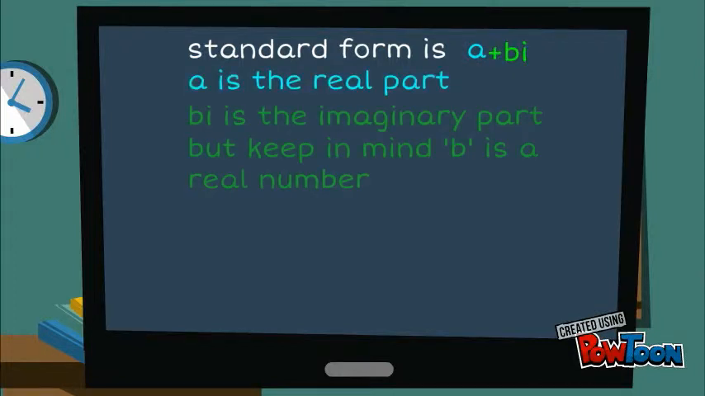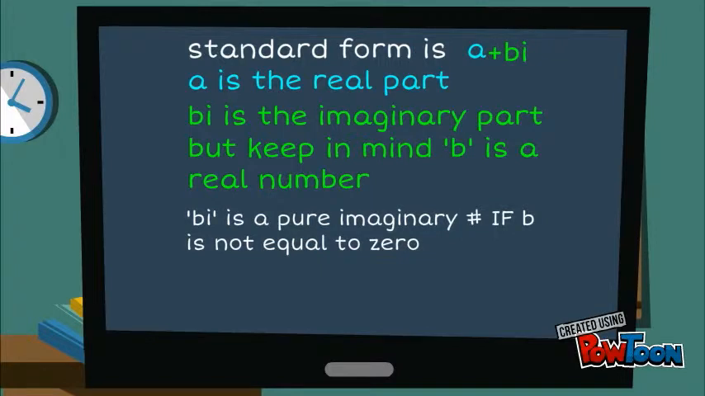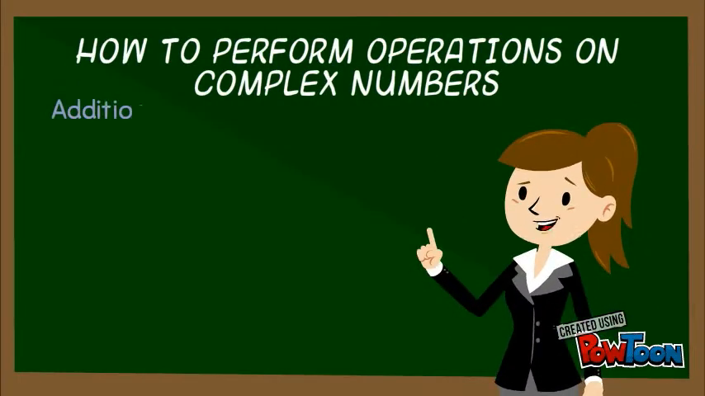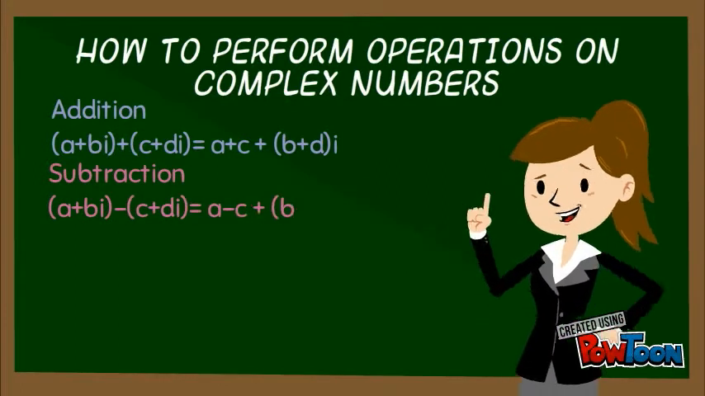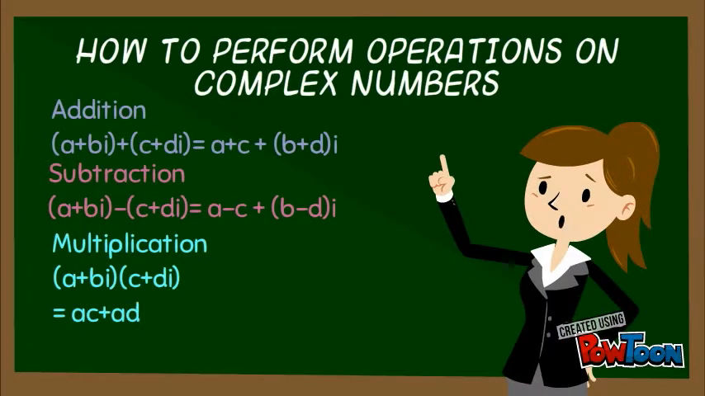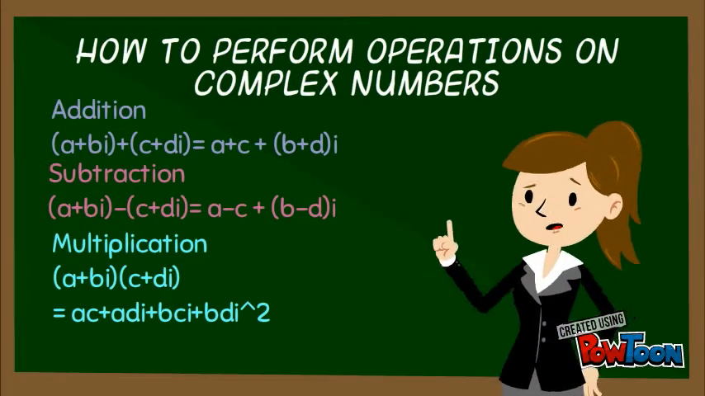Now, the standard form of a complex number is a plus bi, where a is the real part and bi is the imaginary part. However, keep in mind that b is still a real number, and bi is a pure imaginary number by itself if b is not equal to 0. When adding complex numbers, combine like terms, which means adding the real parts together and the imaginary parts together. When subtracting, be sure to distribute the negative to both the real and imaginary parts of the complex number you are subtracting. When multiplying, multiply them like how you would multiply two binomials.